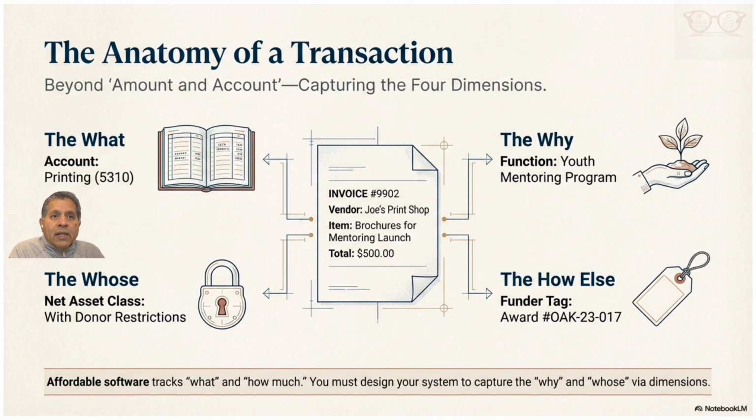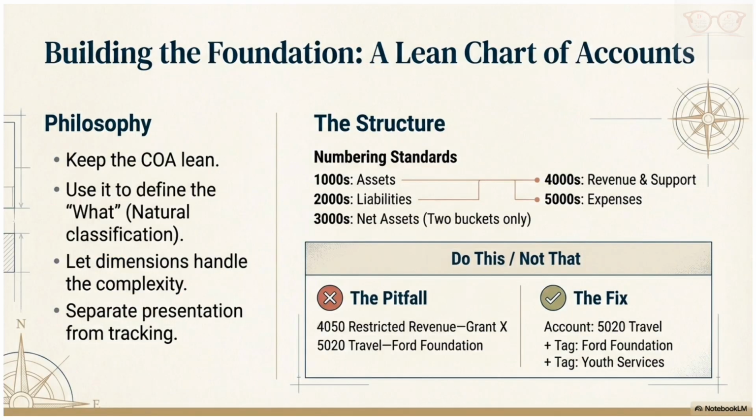We need the why, the function: youth mentoring, admin, or fundraising. We need the whose, the net asset class: did we use restricted funds? And finally, the how else, the specific funder tag. If you set up your software to capture these 4 tags, you can answer any questions a donor or a board member asks.